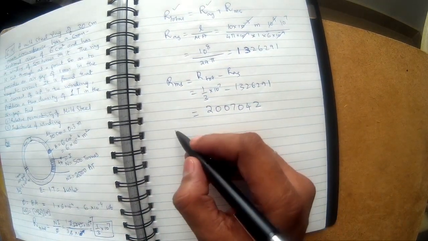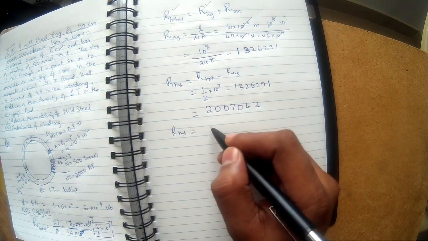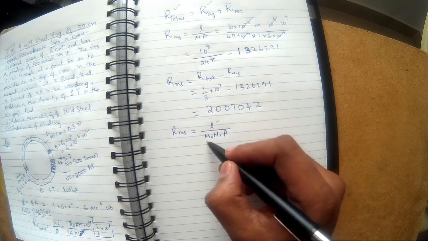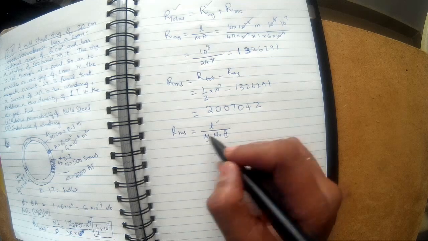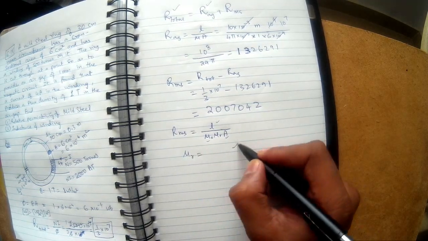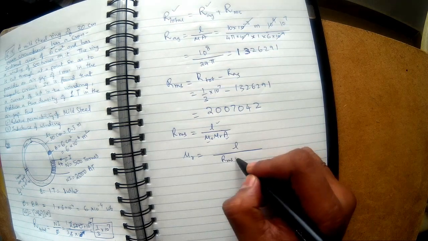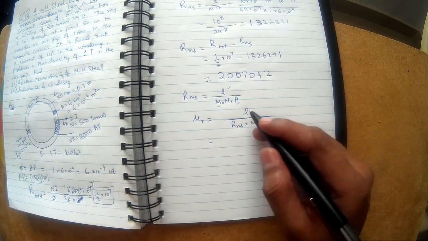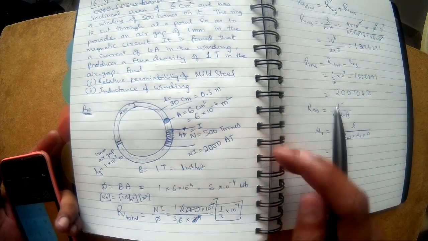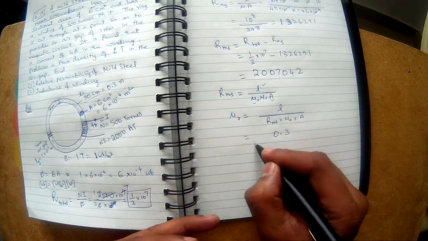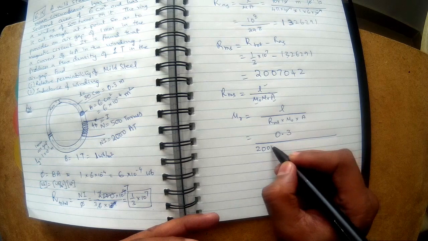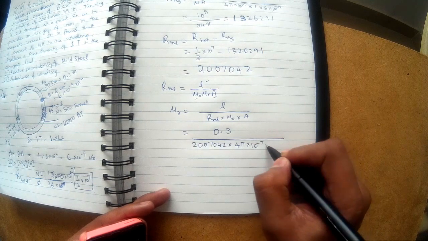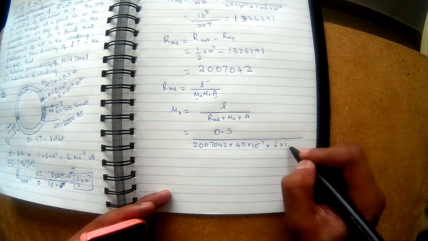But I can also calculate reluctance of the mild steel using the formula length by mu naught mu r into A. So I know these three quantities, mu r itself is unknown. So if I just interchange them, mu r is nothing but L by reluctance of mild steel into mu naught into area of cross section. Now what is the length of the mild steel? It is given 30 centimeters. So 0.3 meters is in the numerator. In the denominator we have this number 2007042. Mu naught is 4 pi into 10 to the power of minus 7, and then area of cross section is 6 into 10 power minus 4.